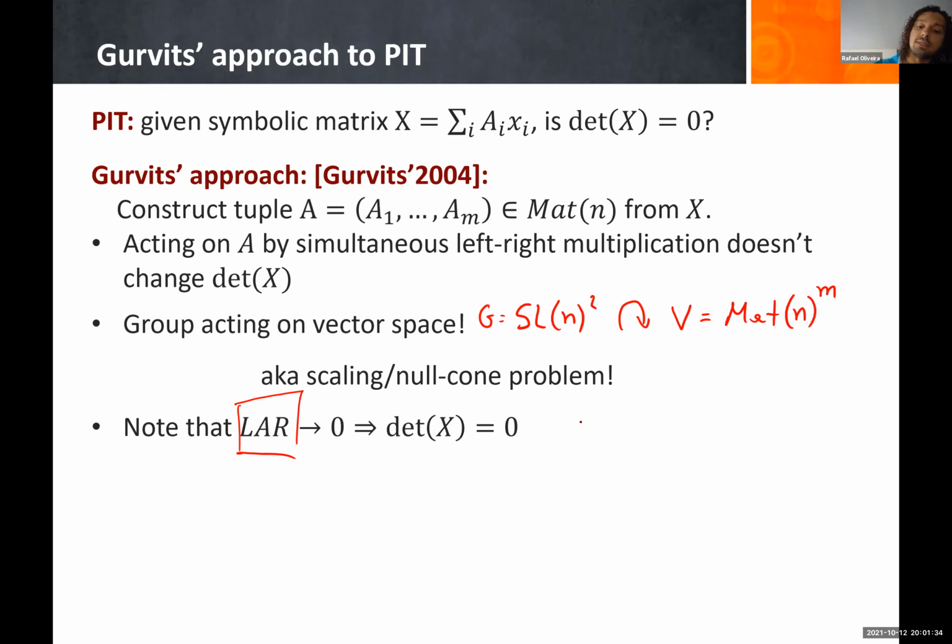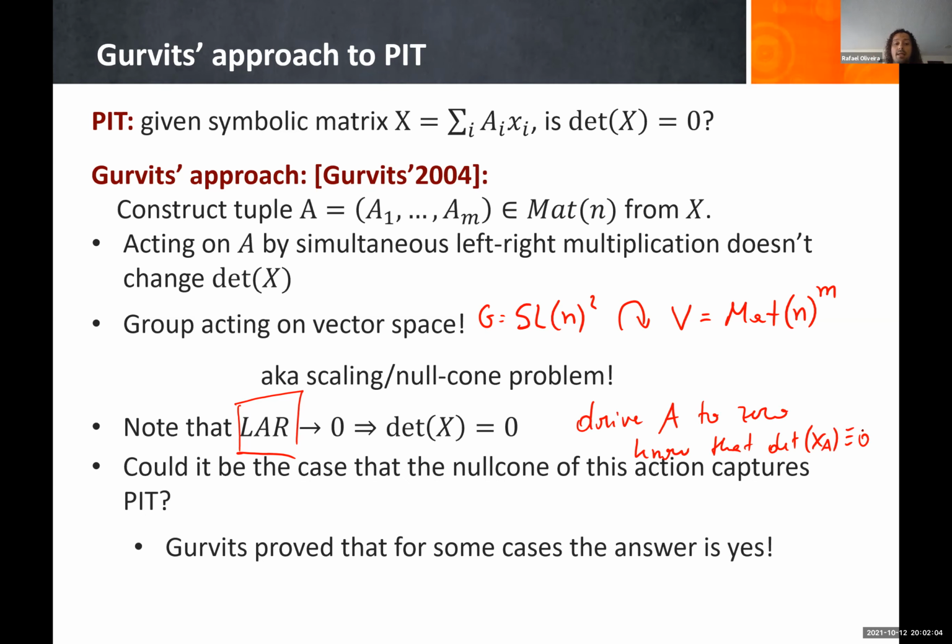So the idea here is that if I can drive the tuple A to 0, we know that the determinant of X_A must have been singular. And the question we should be asking is, is this an equivalence? I'm going to save this question for a little bit, and it'll be much clearer once we dive into the invariant theory of it.